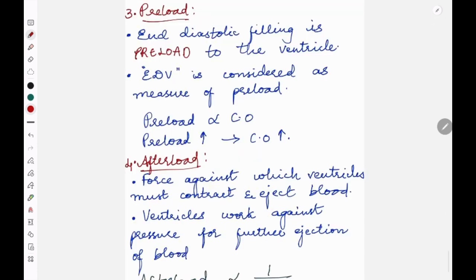Okay, and the third factor is preload. What do we mean by preload? End diastolic filling is the preload to the ventricle. So another name for the end diastolic filling is preload. End diastolic volume is considered the measure of preload. These two words are synonymous with each other. So simply, preload is directly proportional to cardiac output. The more the preload, the more the cardiac output.